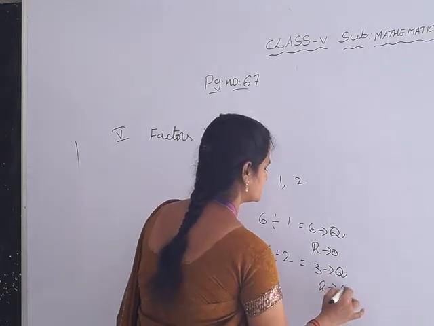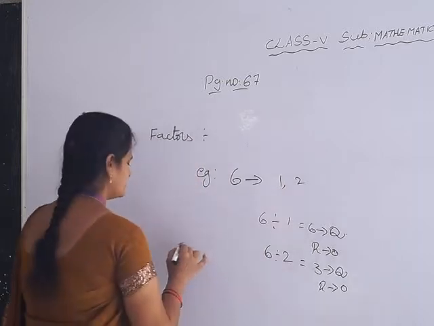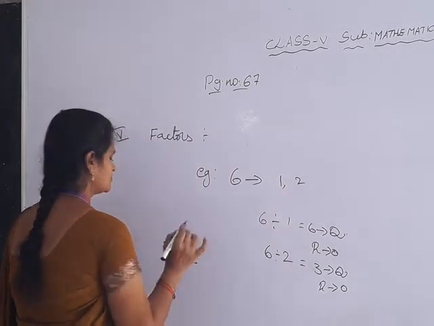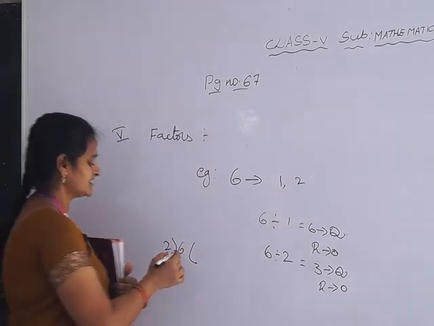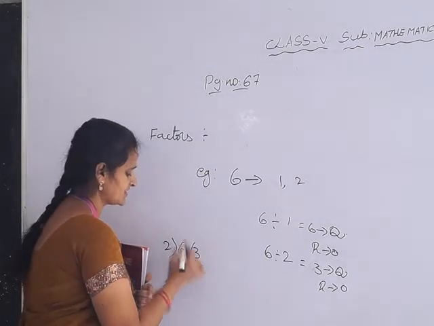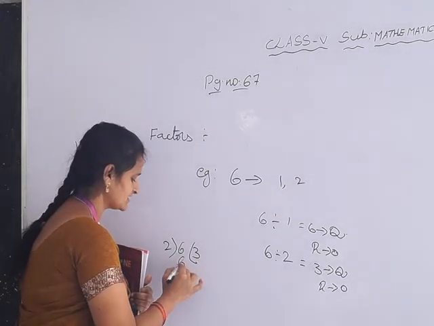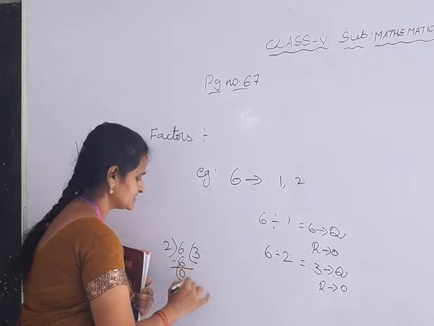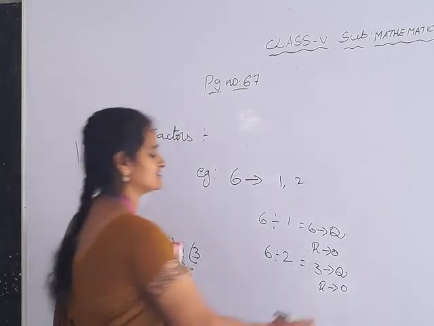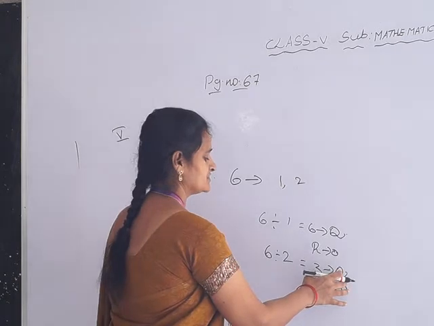The remainder is 0, for example 6 and 2. Dividing 6 by 2 means 2 threes are 6. Then the remainder is 0 and the quotient is 3.